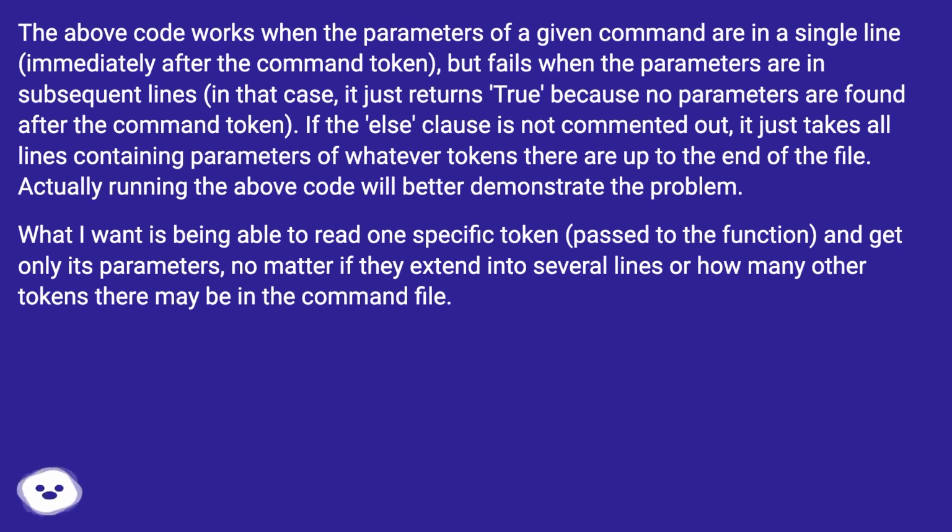If the else clause is not commented out, it just takes all lines containing parameters of whatever tokens there are up to the end of the file. Actually running the above code will better demonstrate the problem. What I want is being able to read one specific token, pass it to the function, and get only its parameters, no matter if they extend into several lines or how many other tokens there may be in the command file.